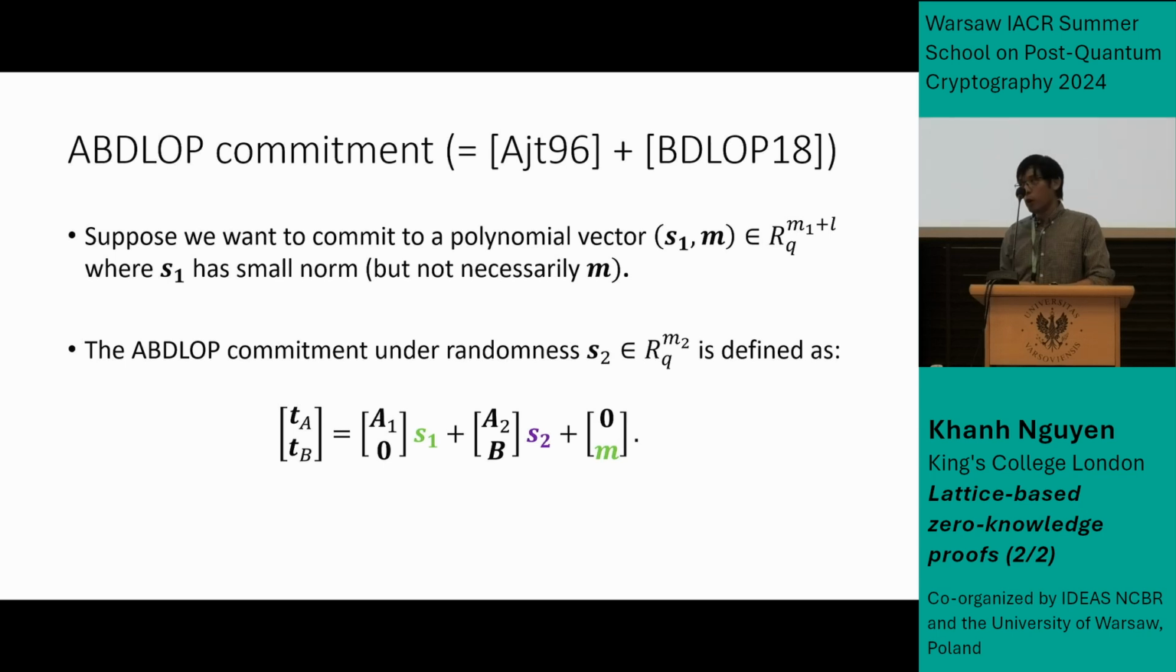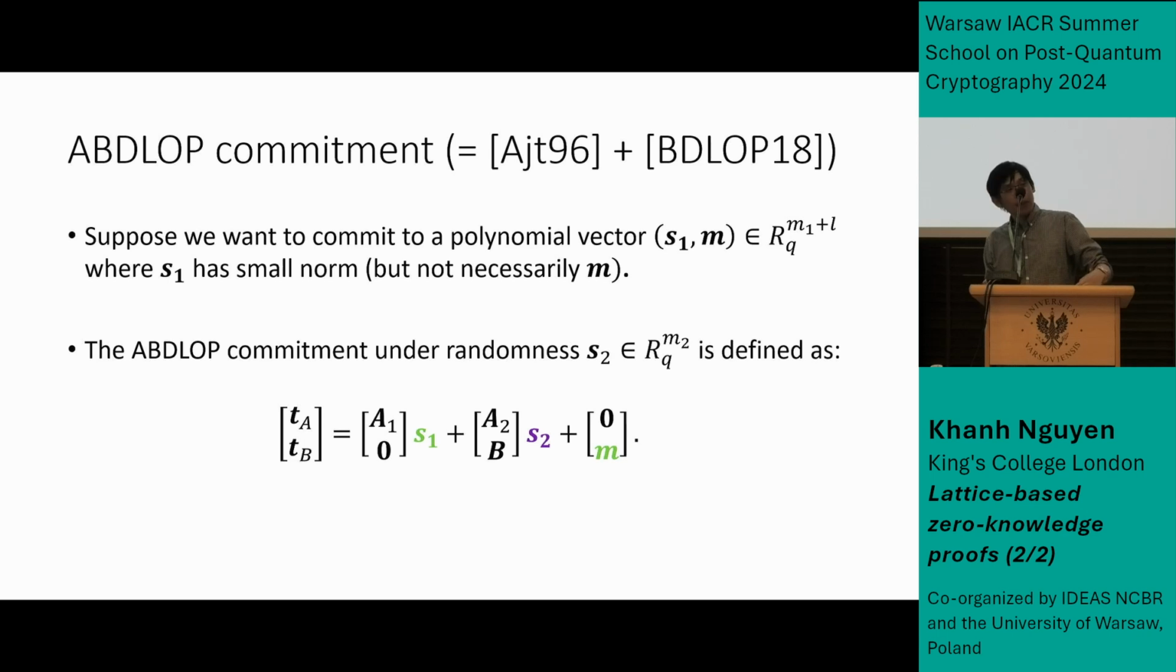The commitment has two parts, and the first one is the binding part. So the first part is TA, and TA is equal to A1S1 plus A2S2. This is literally the ITAC commitment from yesterday, okay?